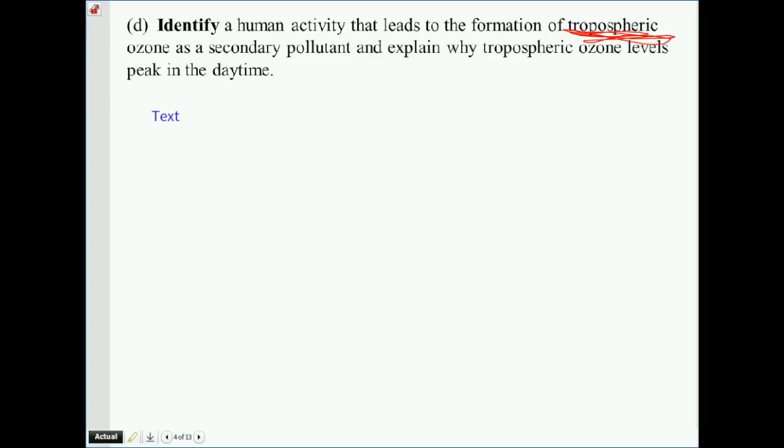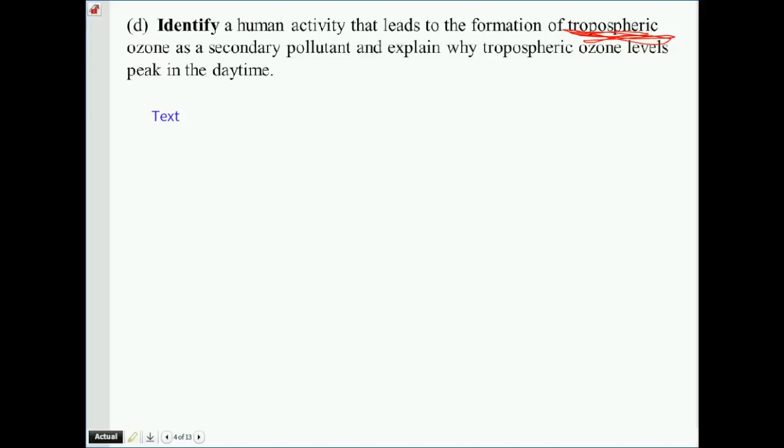And since it only wants you to identify, you don't have to say what about it, you just have to say that it does. You don't have to come up with some really great explanation. But then the next part, they do ask you to explain, so you're going to actually have to talk about something. The second part says, explain why tropospheric ozone peaks in the daytime.